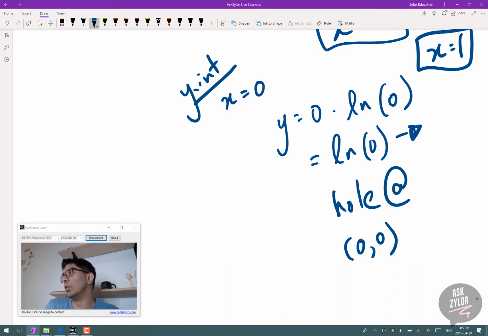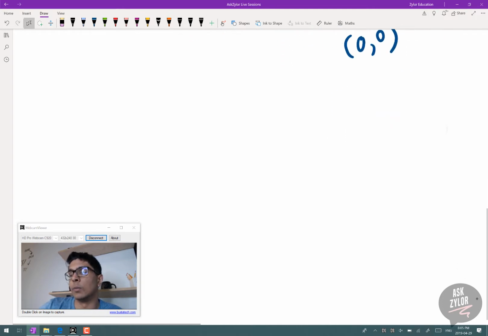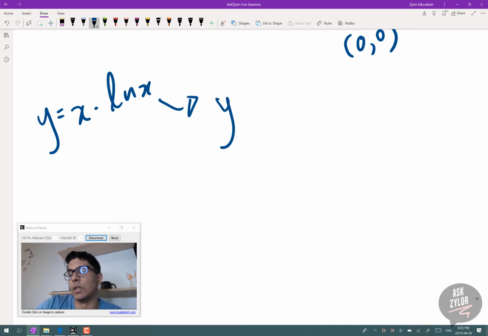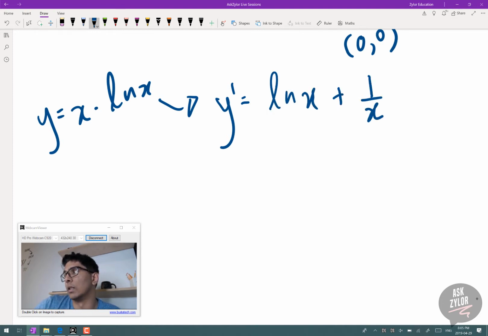So the next step would be to find any critical points. Just to recap, I need to find the derivative of my function. My function is x times ln x. So the derivative is y prime equals ln x plus 1 over x times x, which simplifies to just 1. So when I differentiate, I get ln x plus 1.